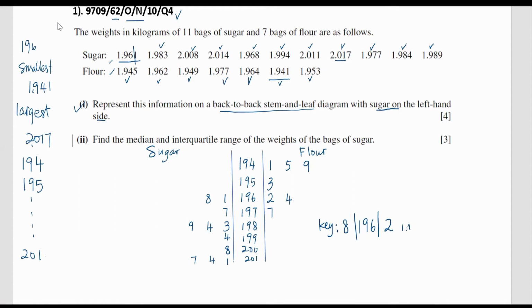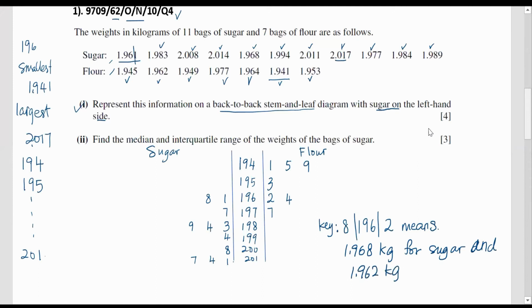So it means 1.968 kg for sugar and 1.962 kg for flour. All right, so that is how you construct a back-to-back stem and leaf diagram.